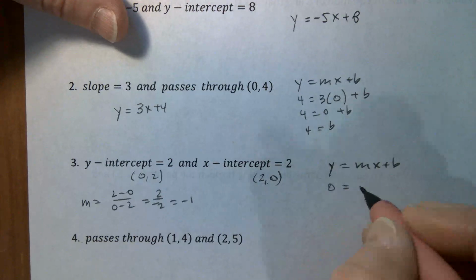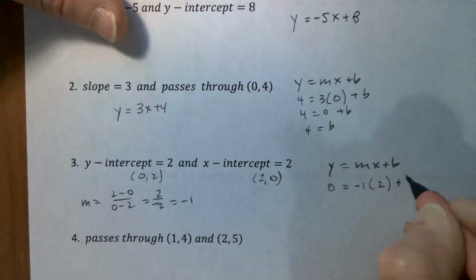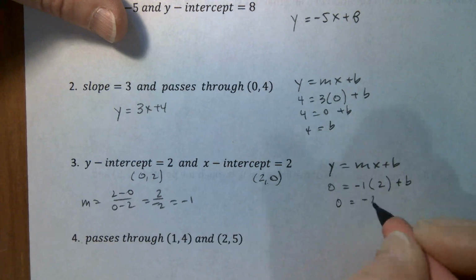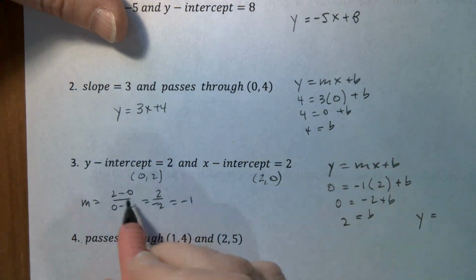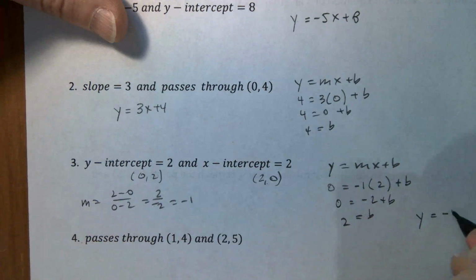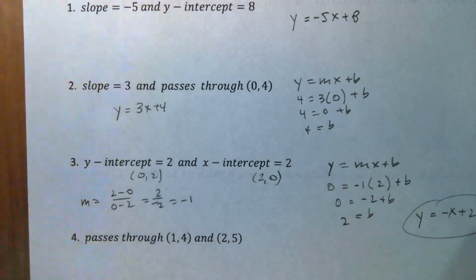And I'm going to plug in this to solve for b. So I have 0 equals negative 1 times 2 plus b. 0 equals negative 2 plus b, so b is equal to 2. So I have y equals, my slope we said was negative 1, so I'm just going to put negative x, and my b we said was 2. So y equals negative x plus 2.